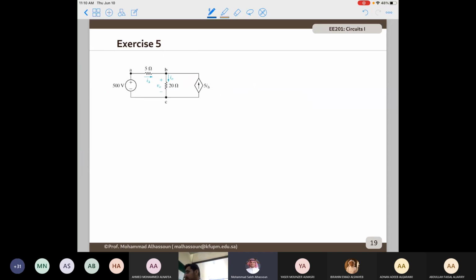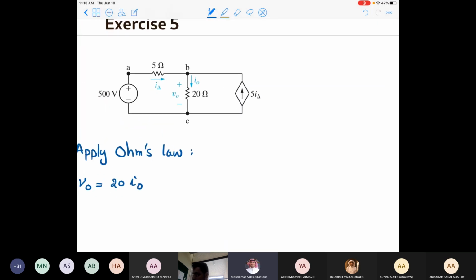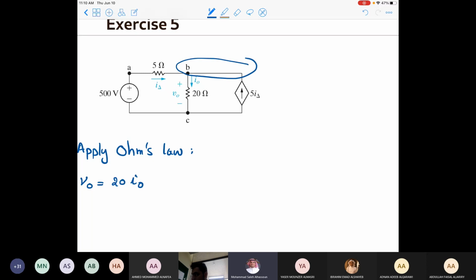So let me apply Ohm's law here to find V naught in terms of the currents that I have. Applying Ohm's law, I have V naught equals 20 I naught. So this is the first equation that I have. Now, all I need to do is to find I naught. So in order to find I naught, I need to apply KCL, Kirchhoff's current law.